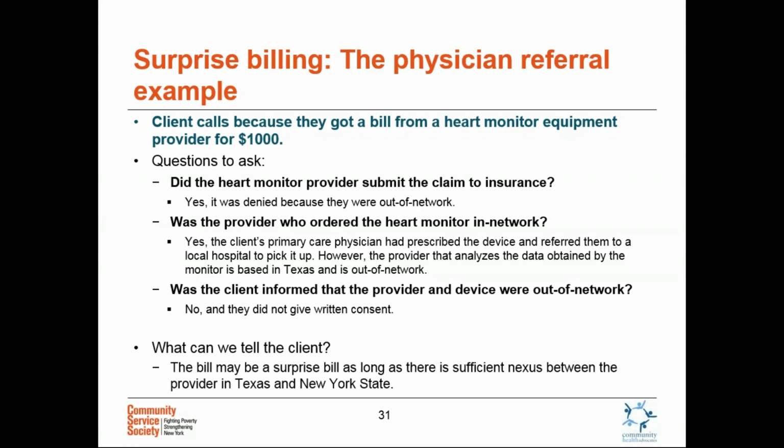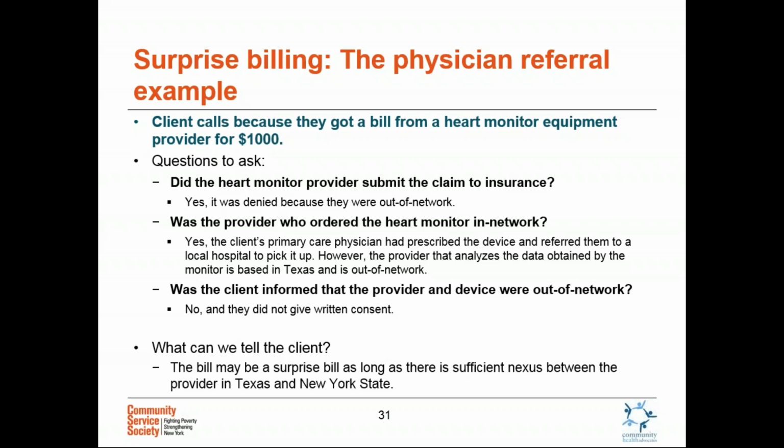You should ask, was the provider who ordered the heart monitor in network? The client tells you yes, their primary care physician prescribed the device and referred them to a local hospital to pick it up. However, the provider that analyzes the data obtained by the monitor is based in Texas and is out of network. Was the client informed that the provider and device were out of network?